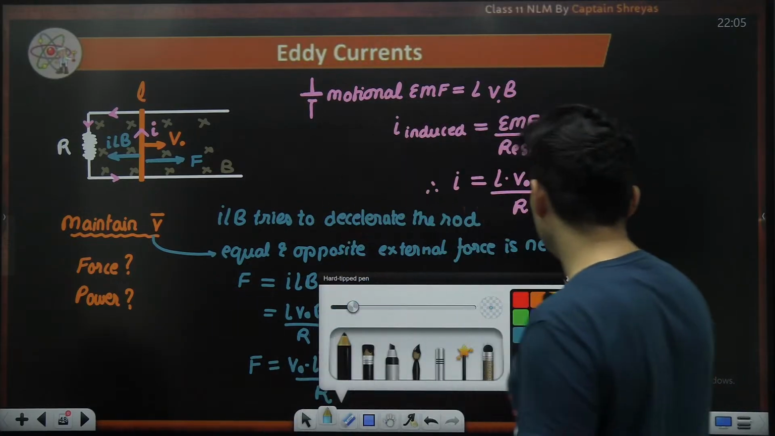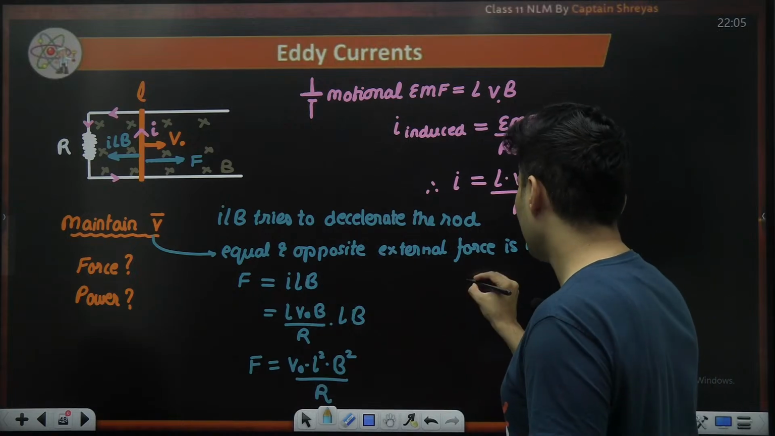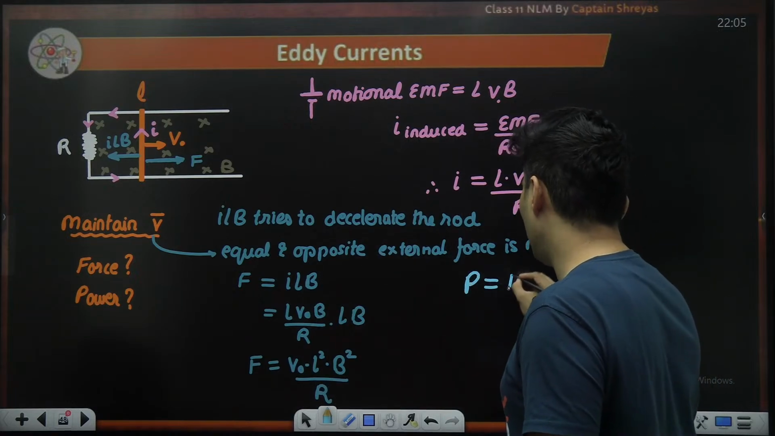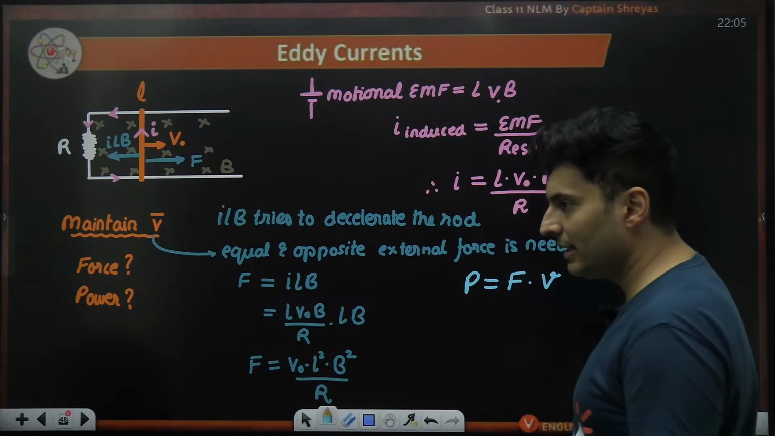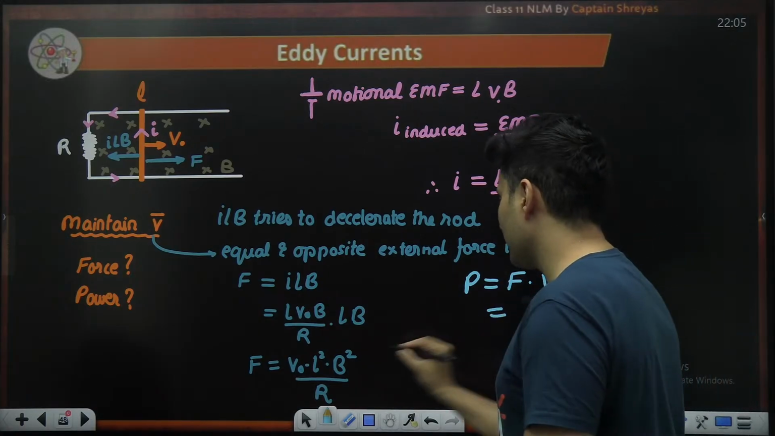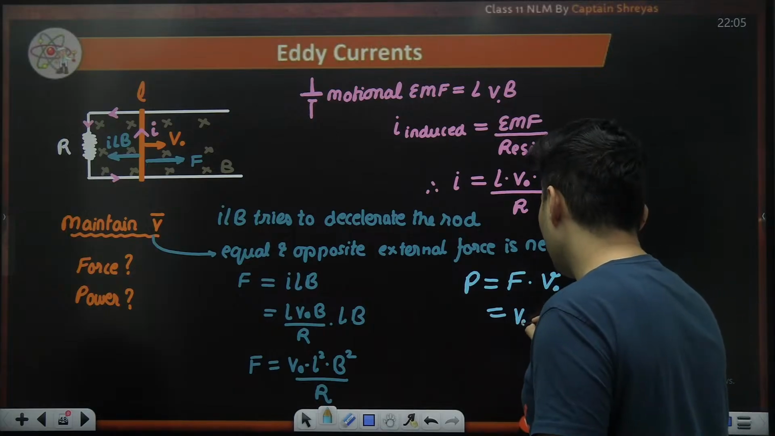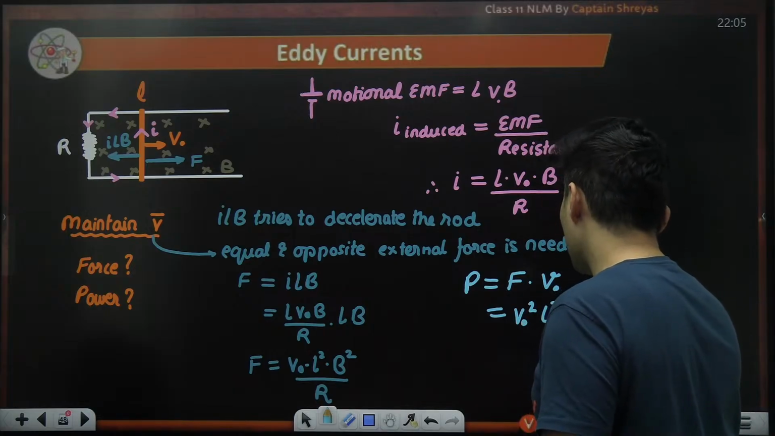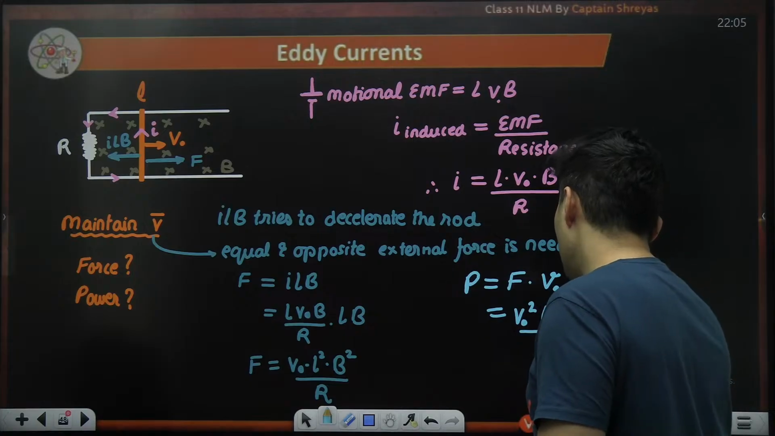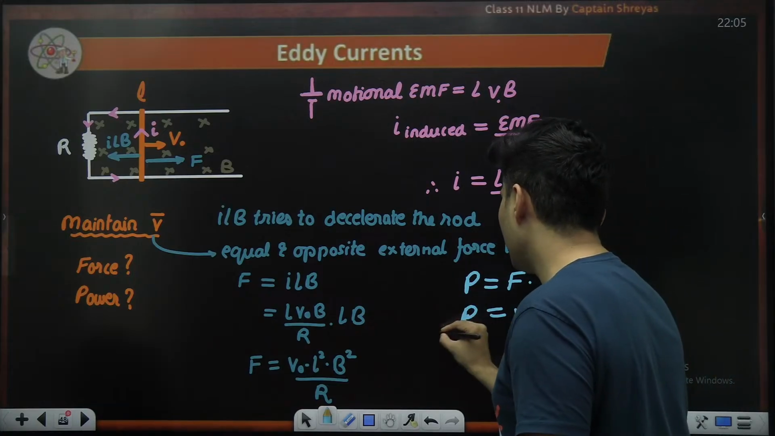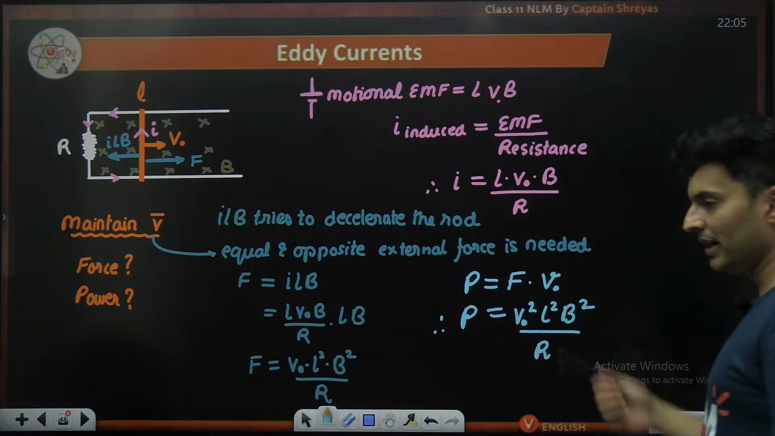We can also find how much power will be needed. Power is force multiplied by velocity. So force is already known, so you multiply it by the velocity. So it will be nothing but V naught squared L squared B squared divided by R will be the power which is required.